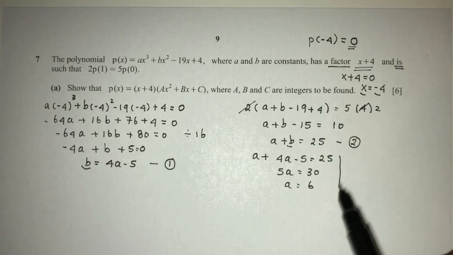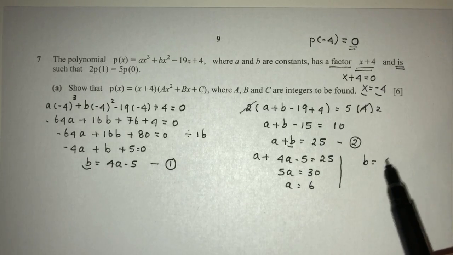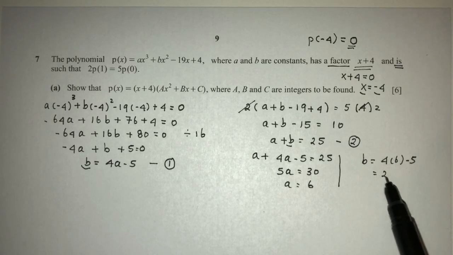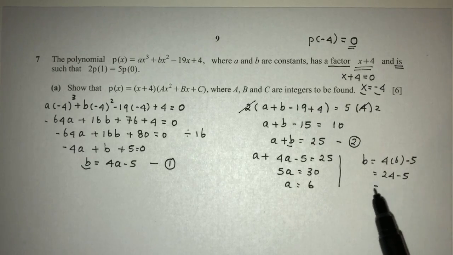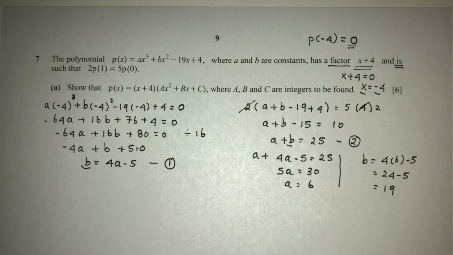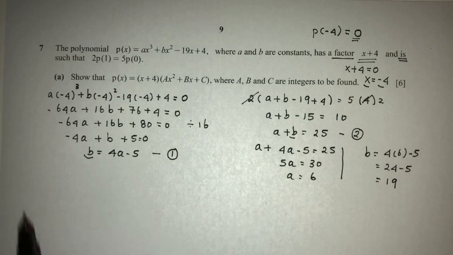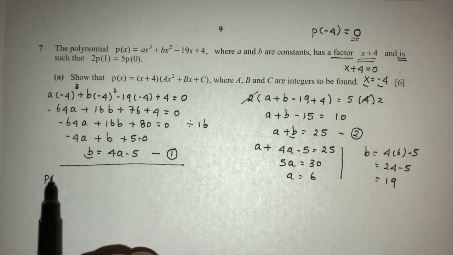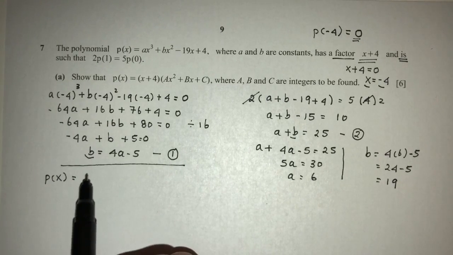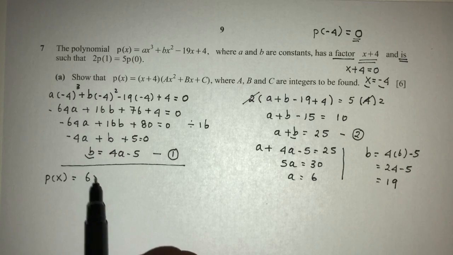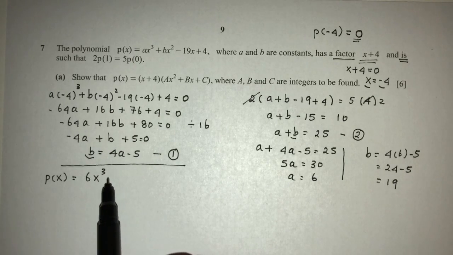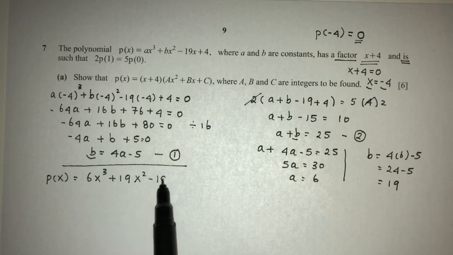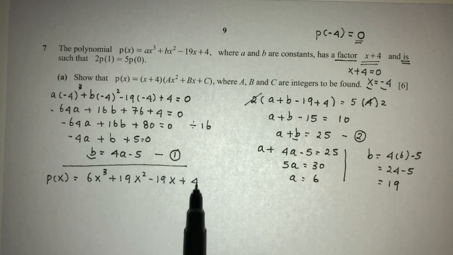Now from this we can find the value of b. B is 4 times 6 minus 5, which is 24 minus 5, and that will be 19. Now we place back in our main equation, so this is done. So p of x, we know now it is 6x cubed plus 19x squared minus 19x plus 4.